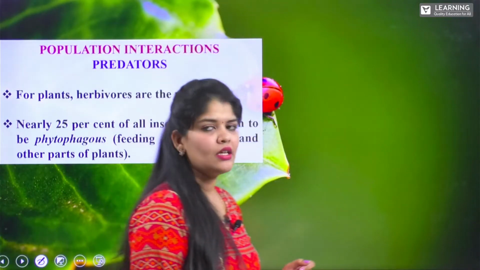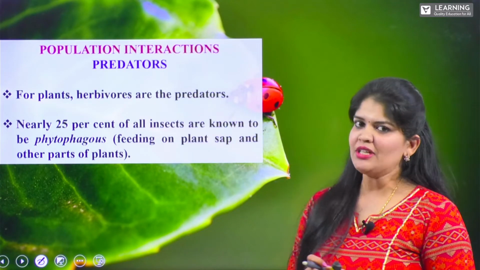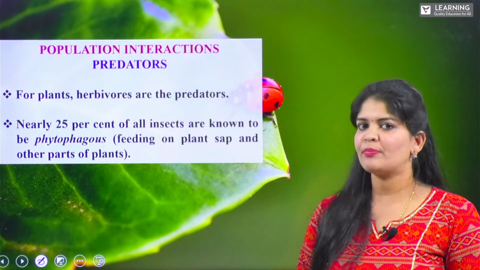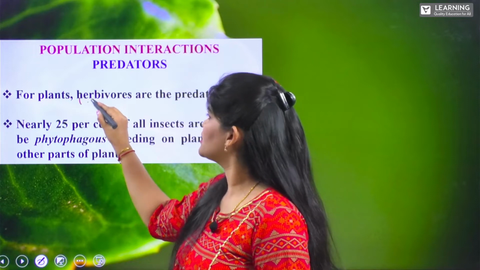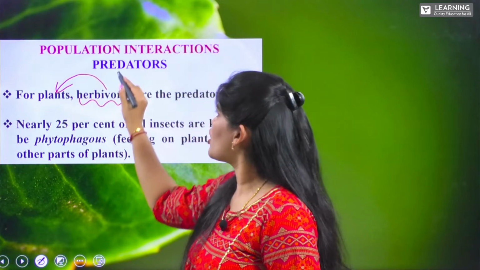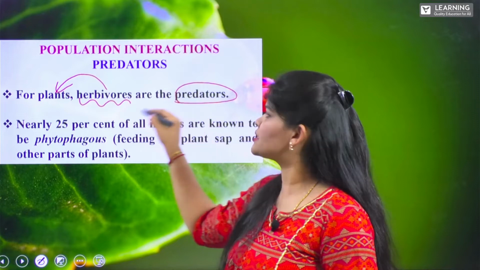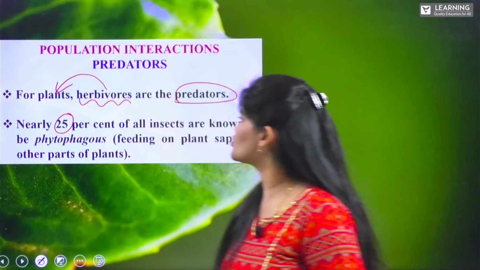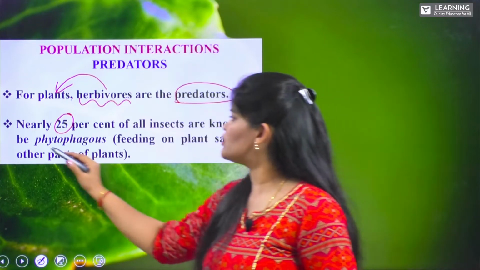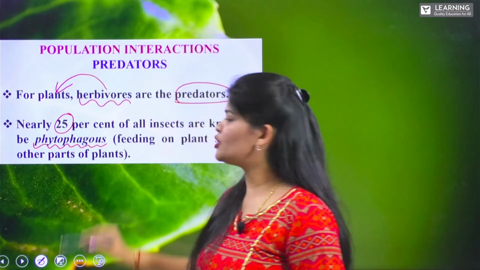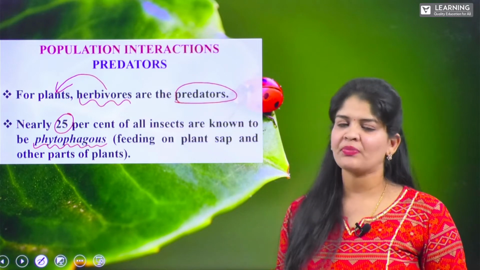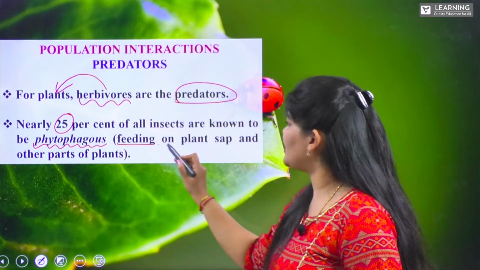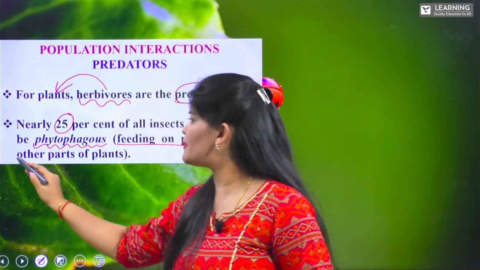Now, moving on, this is all about insects, right? Coming to plants. For plants, we know that herbivores, which feed on the plants, are the predators. Here, nearly 25% of all the insects are known to be phytophagous. Phyto means plants, phagous means eating. They feed on plant sap as well as the other parts of the plant.